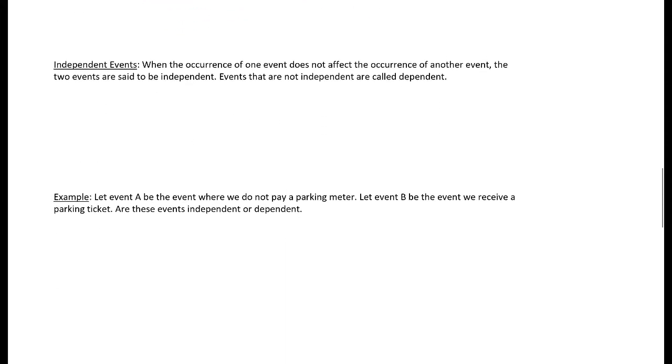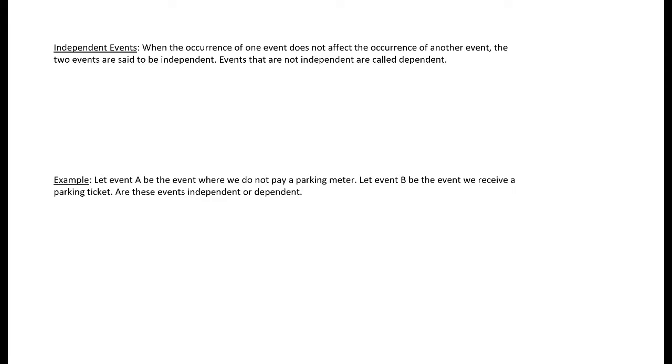A topic that's often confused with mutually exclusive events, but separate from it, is the concept of independent events. So here's a definition. When the occurrence of one event does not affect the occurrence of another event, then the two events are said to be independent. Events that are not independent, meaning if one event happens, that affects the likelihood of the other event occurring, are called dependent. I know it sounds kind of like mutually exclusive, but it's a different concept.